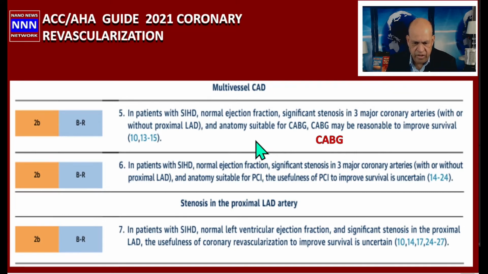I already mentioned this in that flow chart, which was probably one of the best ones, and stenosis of the proximal left anterior descending artery.